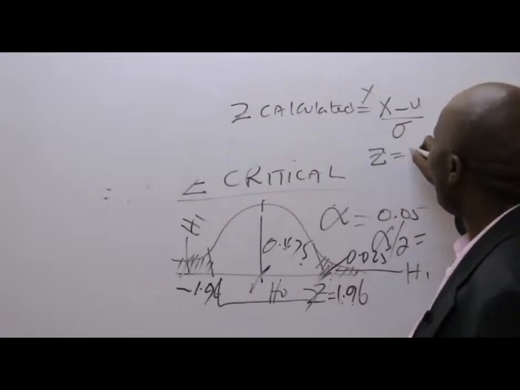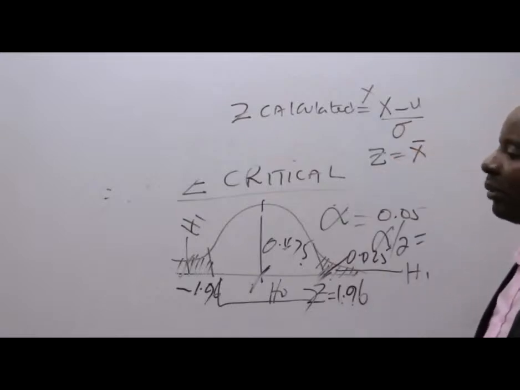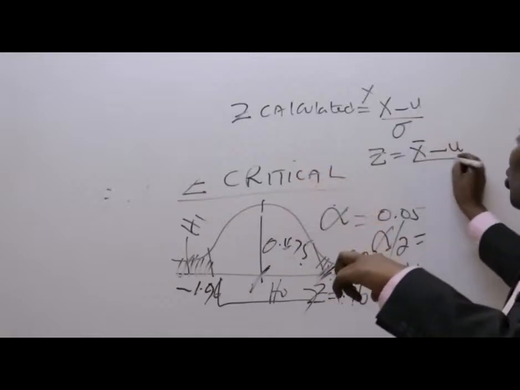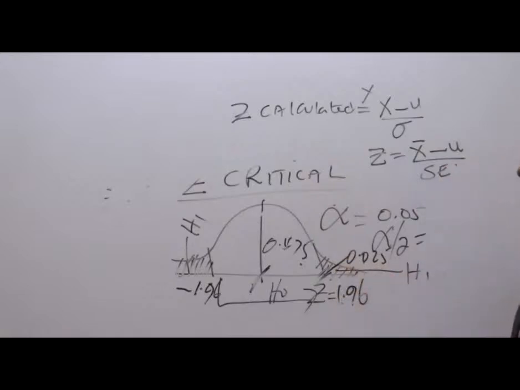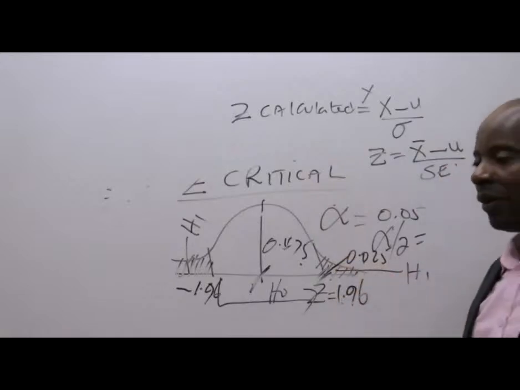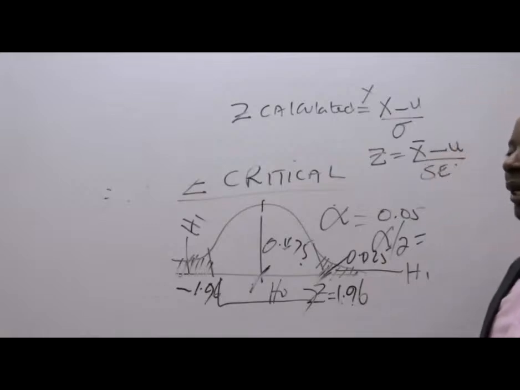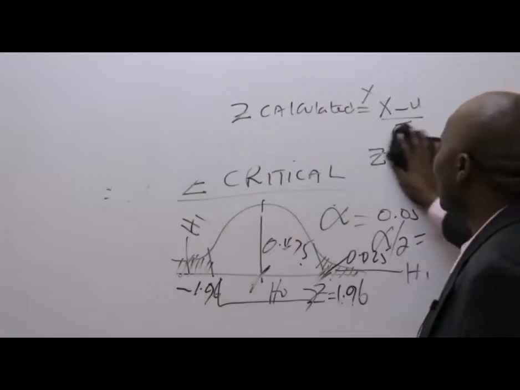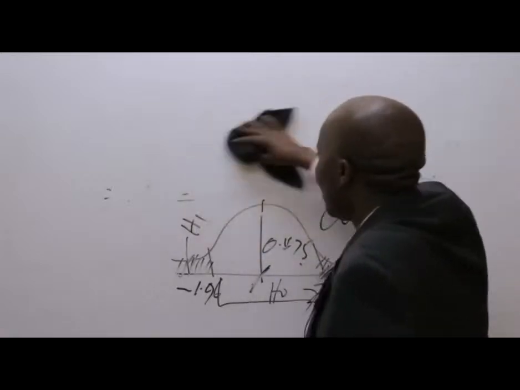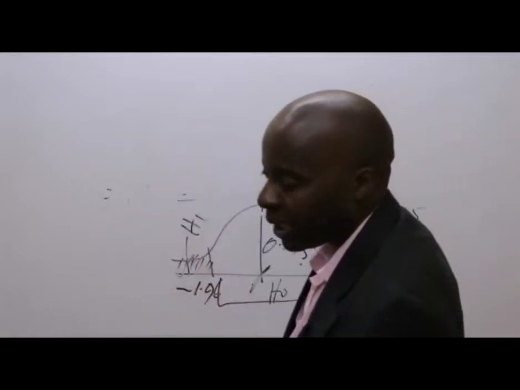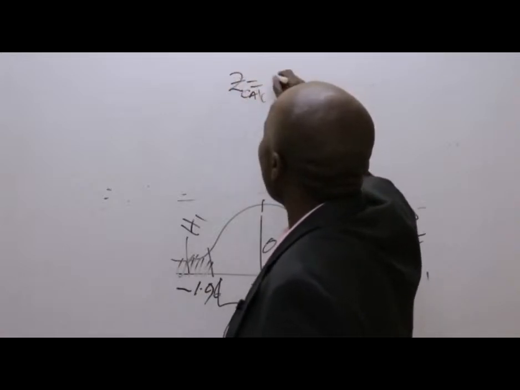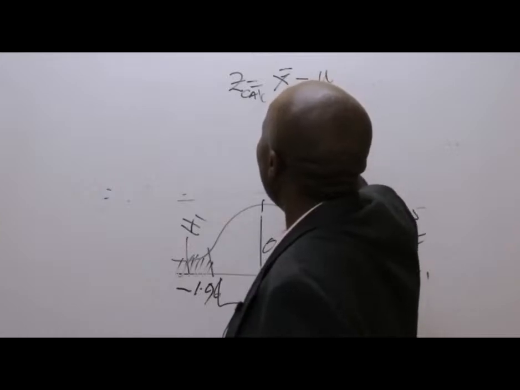Our Z calculated will be X bar minus mu. Because here we are working with X bar, we have many samples, so we'll talk over what we call the standard error. Please write that: our Z calculated is X bar minus mu divided by standard error. Z calc is X bar minus mu all over standard error.